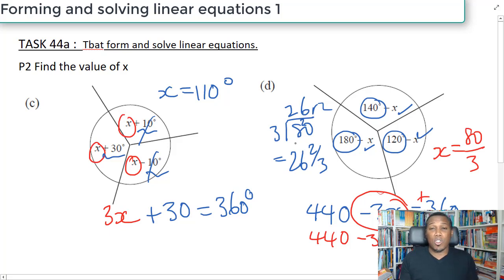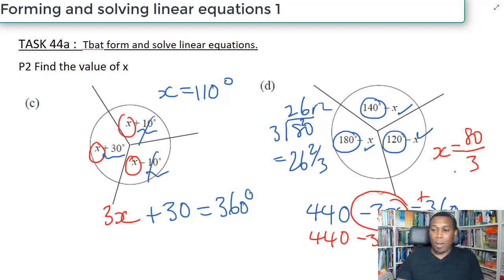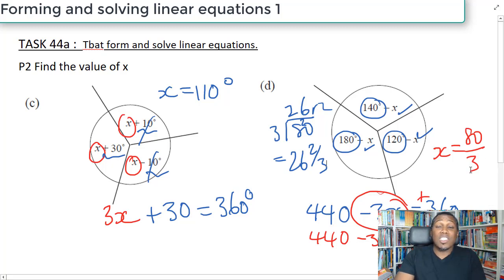If you wanted to convert to a mixed number, I need to say this, it is so important: 80 on 3 is 80 on 3. There's no need. Improper fractions are acceptable in your exam. You don't need to simplify unless it is possible. For example, if 80 was divisible by 3, then we would simplify. If it was 80 on 4, don't leave it, write 20.